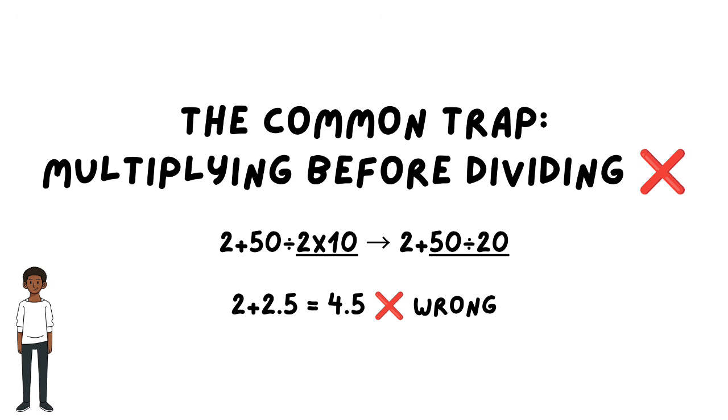So, a very common mistake happens after resolving the parentheses to 10. People multiply 2 times 10 first to get 20, because they believe multiplication always outranks division. Then 50 divided by 20 gives 2.5, resulting in 4.5. But multiplication and division share equal priority and must be worked from left to right.